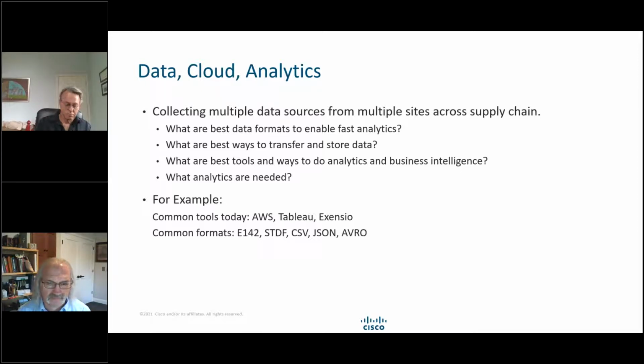So I have some examples here of the common tools that are coming up, Amazon Web Services, Tableau and Exensio, as we're talking about today. There are many other common formats too, but there's still a wide range of formats out there, a lot of ad hoc formats, but most commonly we have E142, STDF, CSV, JSON, and Avro as common formats at the moment. Not sure where we'll be in two years' time with these types of formats.